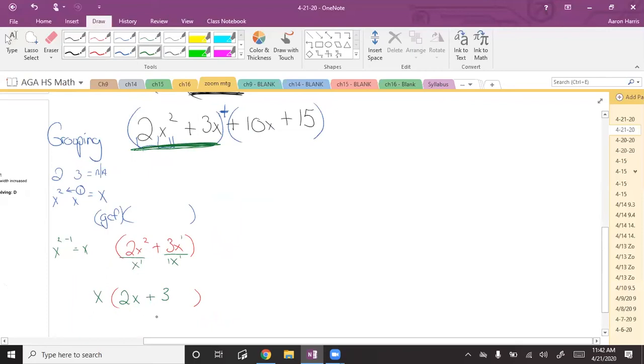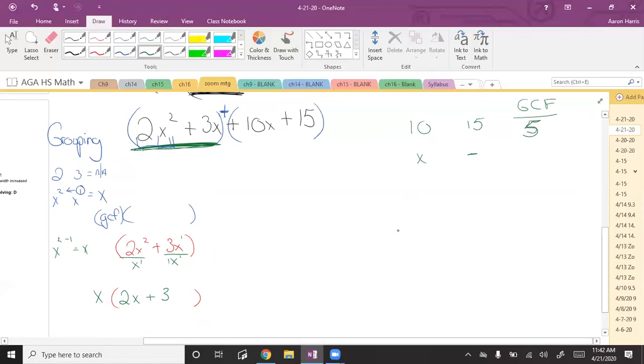You have to do it again. So I have 10x plus 15. My numbers are 10 and 15. Is there a GCF for 10 and 15? Yes, 5. I can pull a 5 out of 10 and the 15. There's only one x here, so can I pull out an x? No, because there's not an x in both. So I know my GCF is 5.